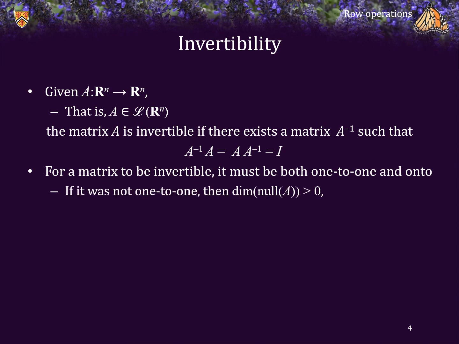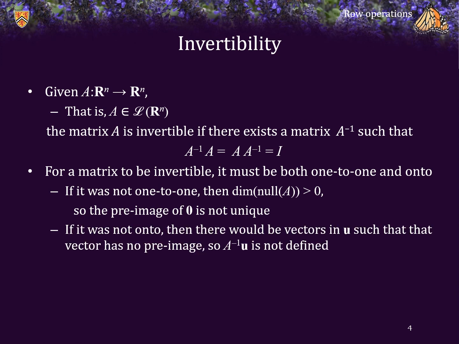Now, if it was not one-to-one, then the dimension of the null space would be greater than 0, and thus the pre-image of the 0 vector is not unique. So the inverse is not a mapping. If the matrix was not onto, then there would be vectors u such that u has no pre-image in R to the n. Consequently, A inverse of u would not be defined.